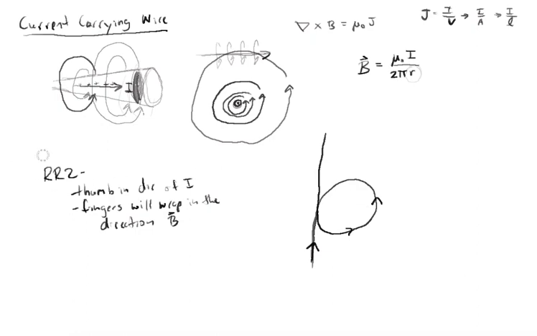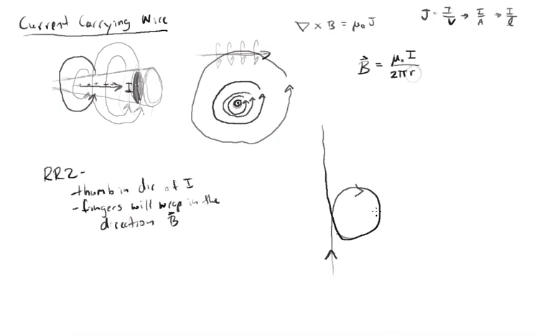Let me erase that. Let me just try this whole little drawing again. Okay, so let's say we have our loop. The current comes in, goes around, and then goes back out. All right, a little better. So current's going to come in, and it's going to go this way, this way, this way, and then back up this way.